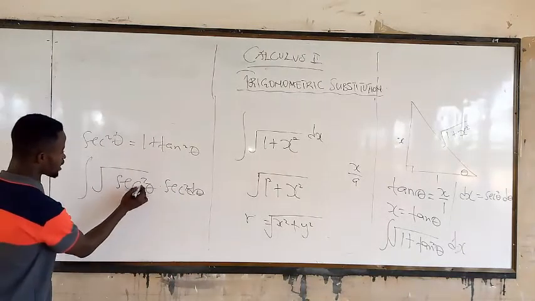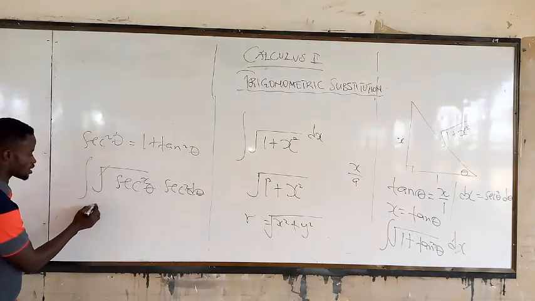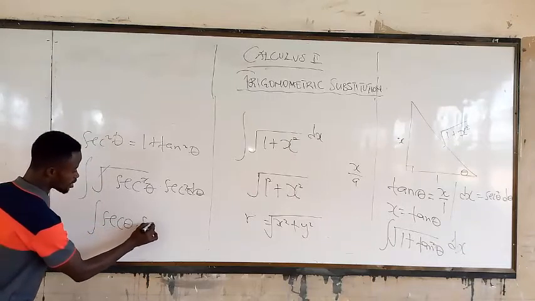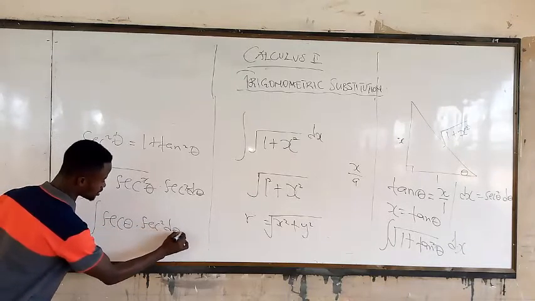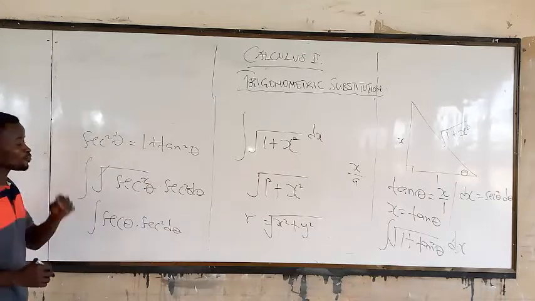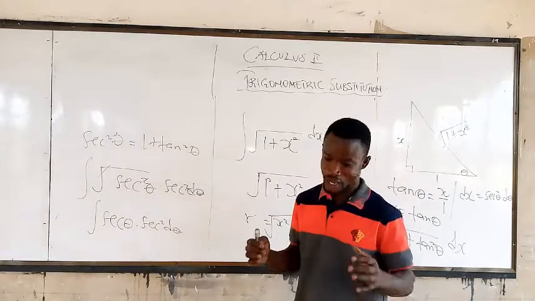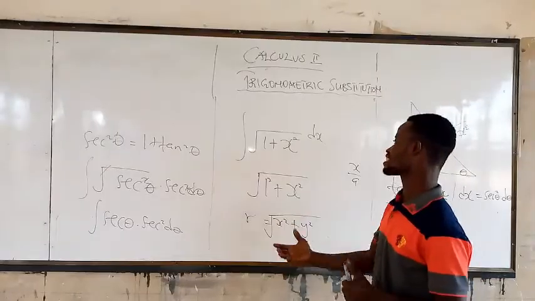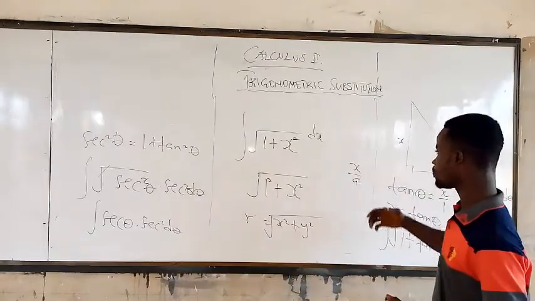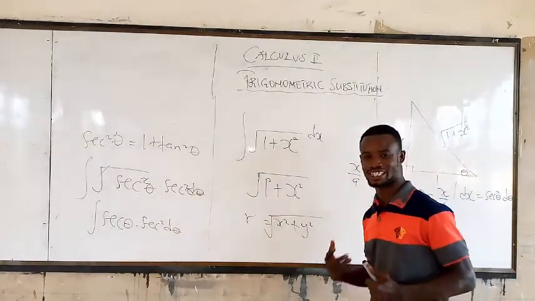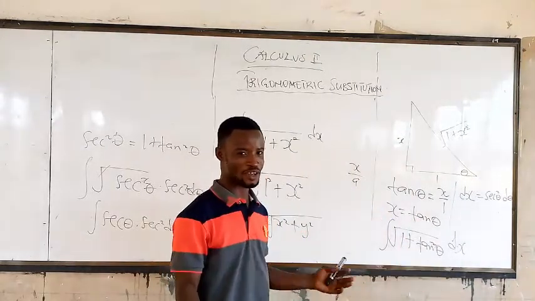Alright. And here you can see that this will clear up this, and you get the integral of sec theta sec square d theta. I don't want to end it, I will come back to it. But this is how we transform a given question to a trigonometric substitution. I hope you have enjoyed it.